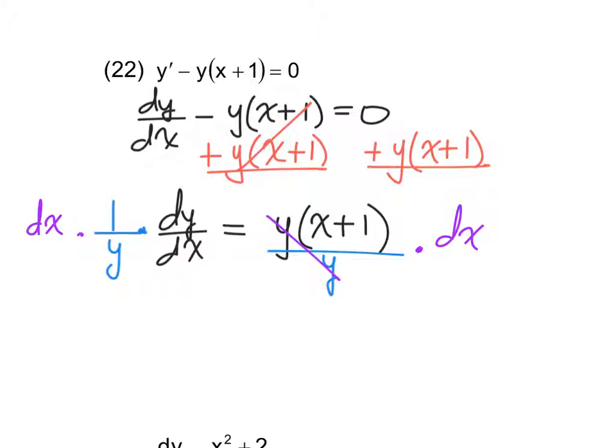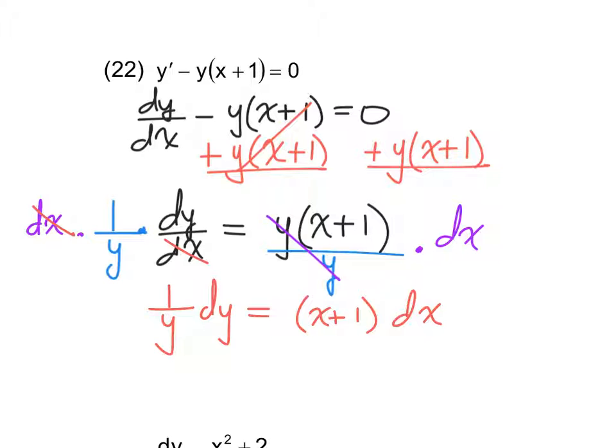So the dx's would cancel. The y's cancel on the right-hand side. I'm looking at 1 over y dy equals x plus 1 dx.